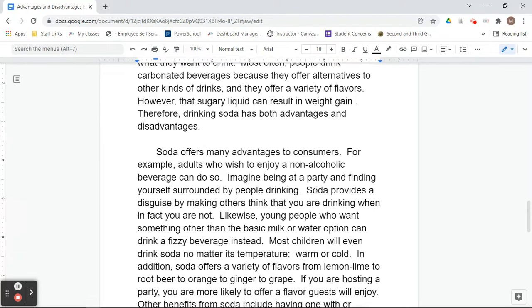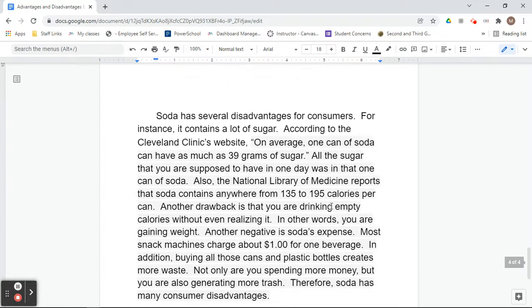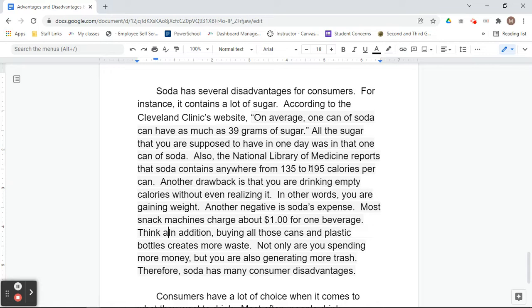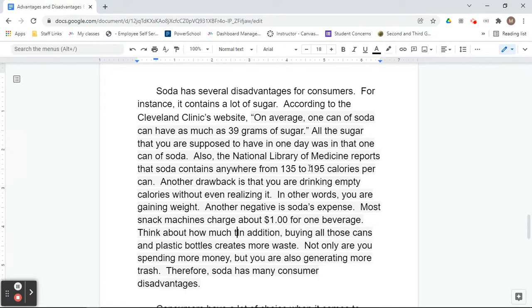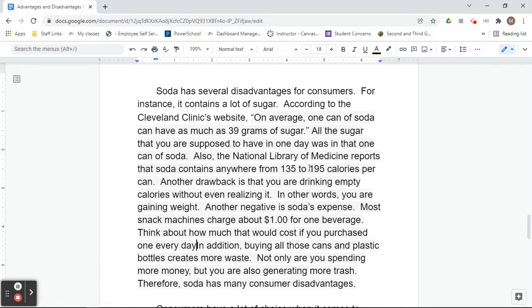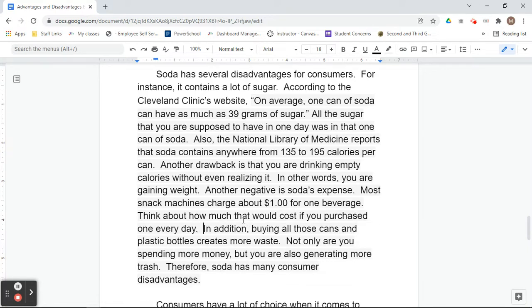weight gain. Let's see. And again, sorry, writers, I'm just scrolling down here. Another negative, and I know I've got another and another. Let's see. Another drawback, another negative is soda's expense. I may add most snack machines charge about $1 for one beverage. And maybe just say, think about how much that would cost in one year, if you think about how much that would cost if you purchased one every day.